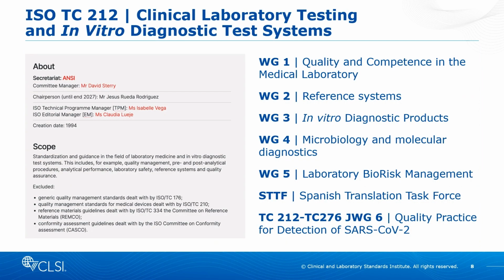ISO TC212 is not structured like a typical TC. It does not have any subcommittees. Instead, TC212 has several permanent working groups that use project teams to develop specific documents.